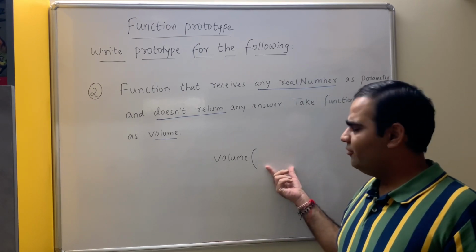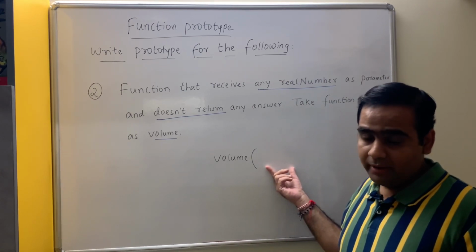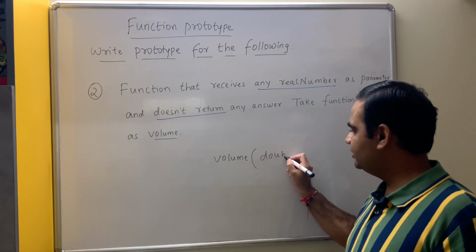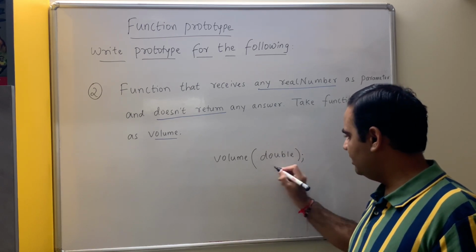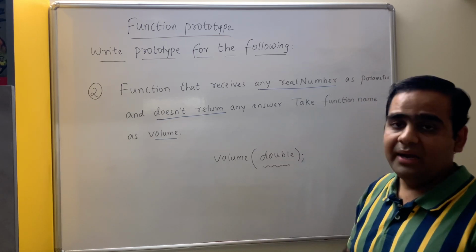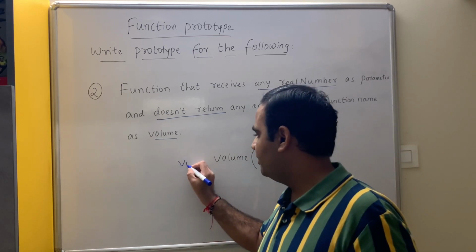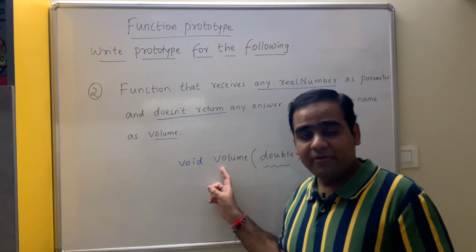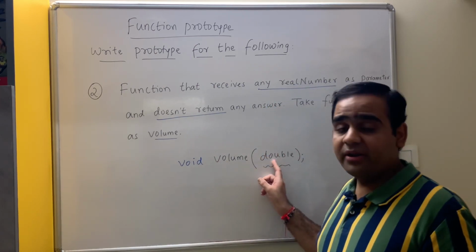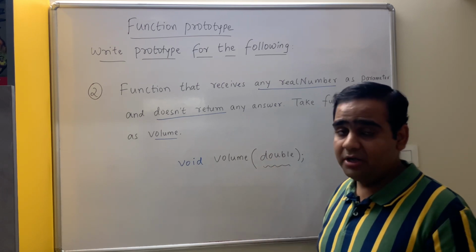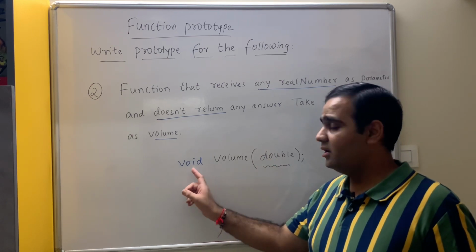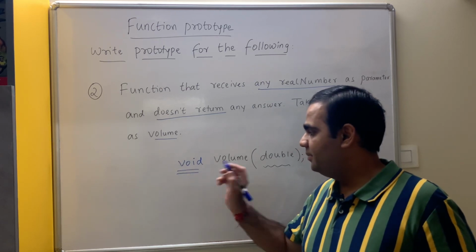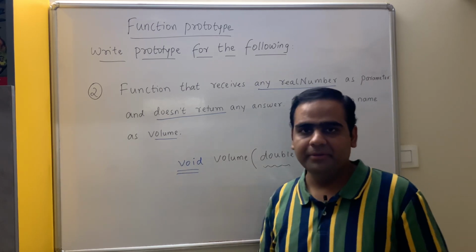Function that receives any real number. Normally real numbers we can represent as float or double. We take it as double. Function that receives any real number as input and does not return any answer. Therefore we say void. How do we read it? Volume is a function which takes any real number double as a parameter and it does not return any answer, and if it does not return any answer, return type has to be void.